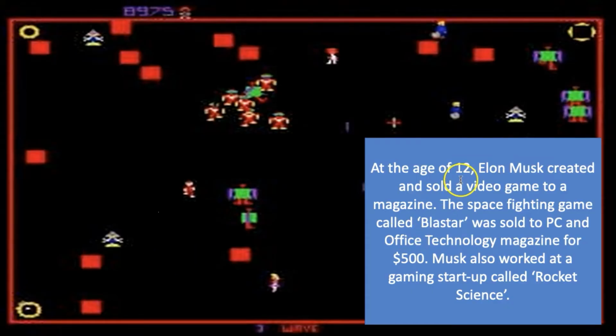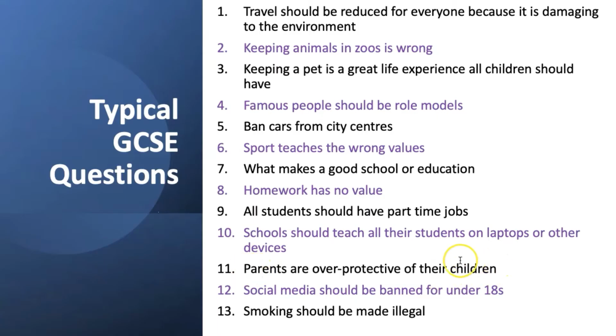Well, at the age of 12, he designed a video game. This is when video games were pretty new, and he actually sold it for $500, which was worth quite a lot, I imagine, when he was 12. So I can definitely link that to the idea that parents ought to let their children develop and not put shackles and restrictions on them.